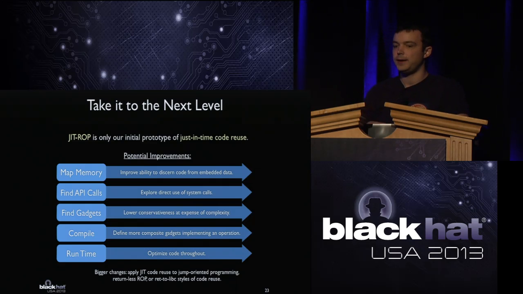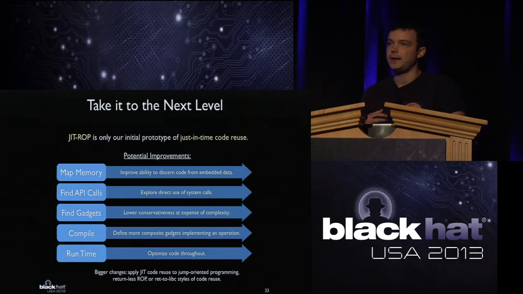Another thing we could do is, right now we just look at finding API calls. We haven't explored at all the direct use of system calls. So that's something that could potentially improve things as well. In the gadget finding phase, you notice probably that we're very, very conservative in the gadgets that we find. We throw out anything that could potentially have any adverse effects. So something we could do is lower that conservativeness, but that's going to be at the expense of complexity and adding a lot of code to ensure that nothing bad is going to happen.